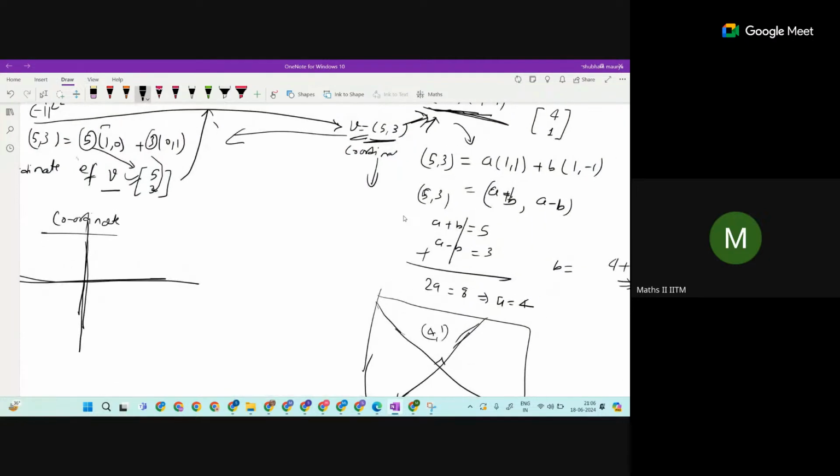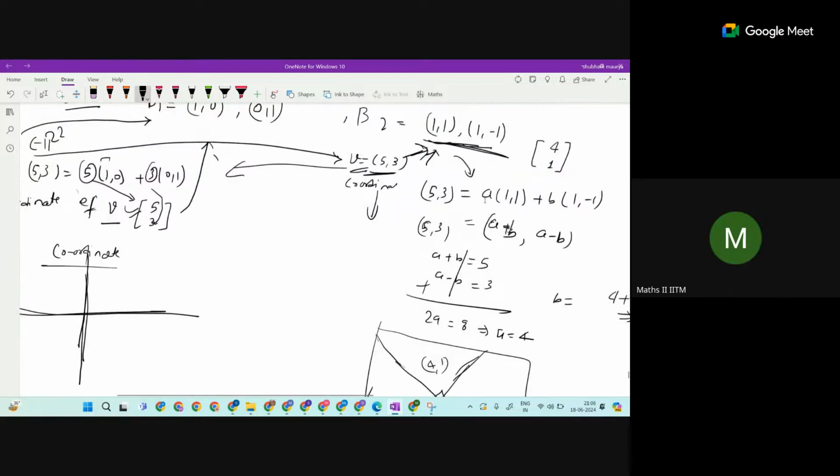Not clear, I think. Still not clear. No, I am clear actually. I can understand, and there is no problem. Satyam, you have to comment. Yes, sir. Could you please help me understand? Yes.